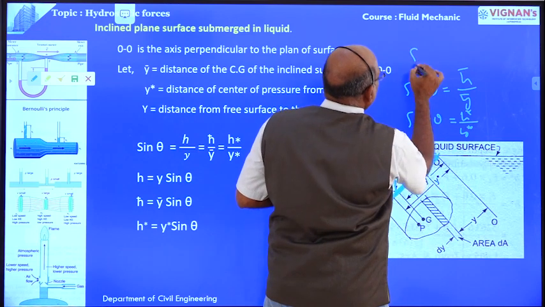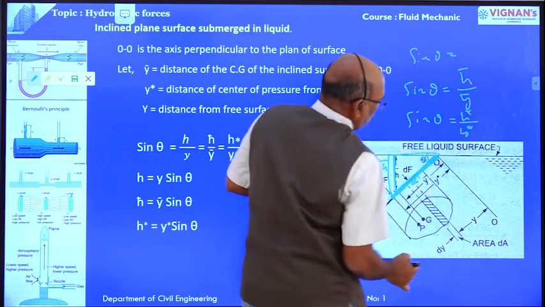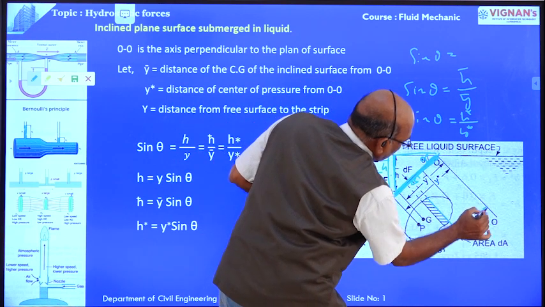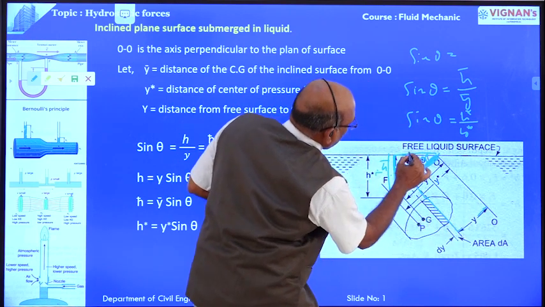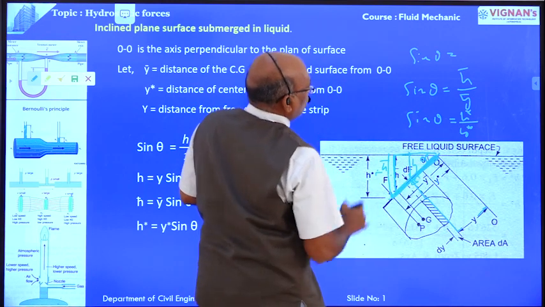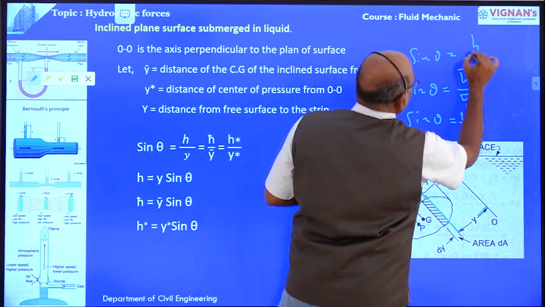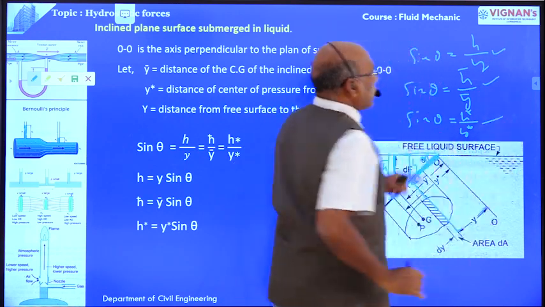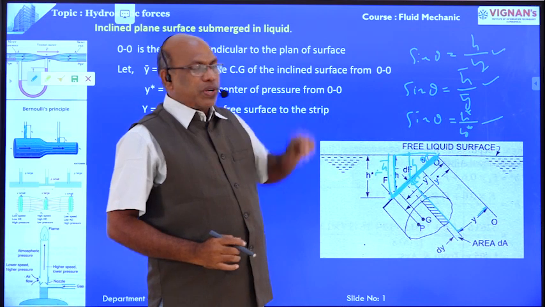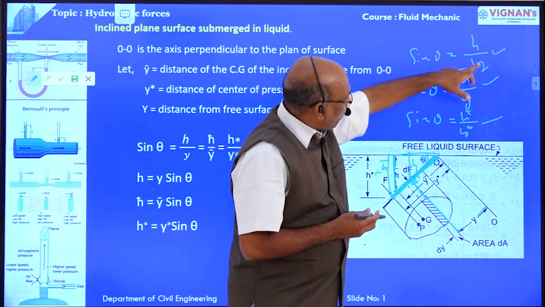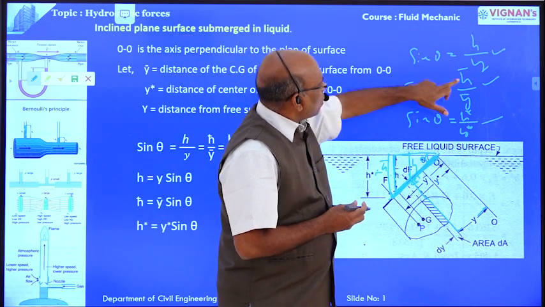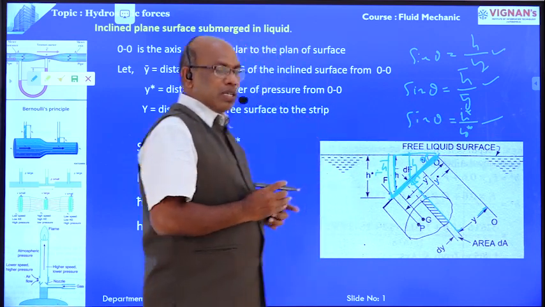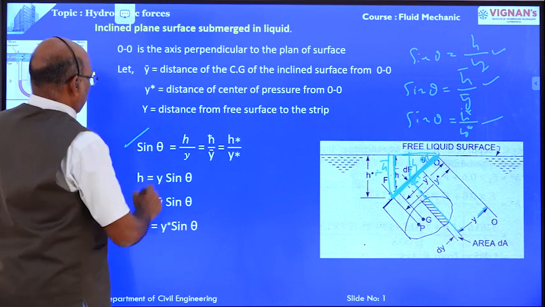Like that, sin theta is equal to opposite side h divided by y. These 3 points are different as compared with the earlier derivation. Sin theta equal to h by y, sin theta is equal to h bar by y bar, sin theta is equal to h star by y star. Right, now this is the equation.